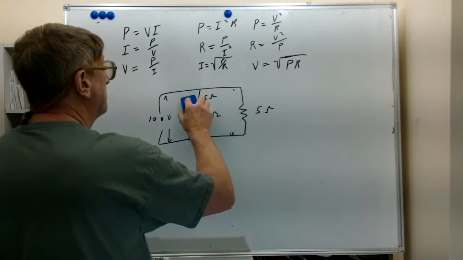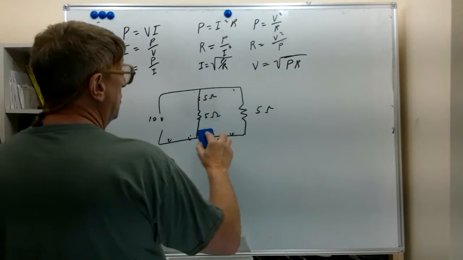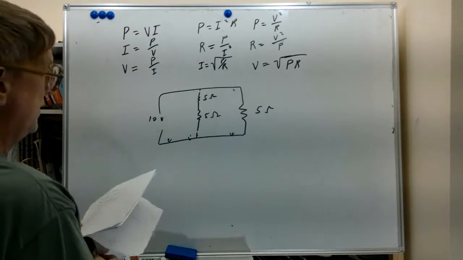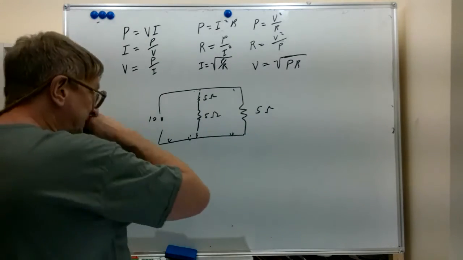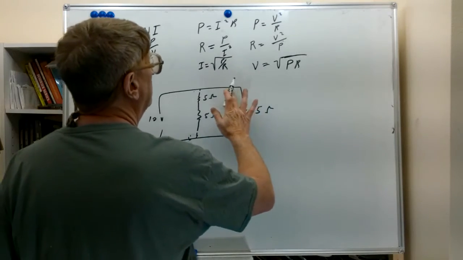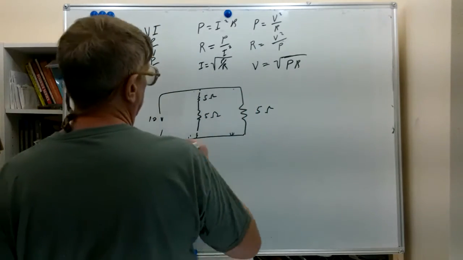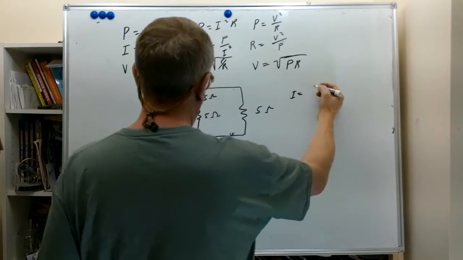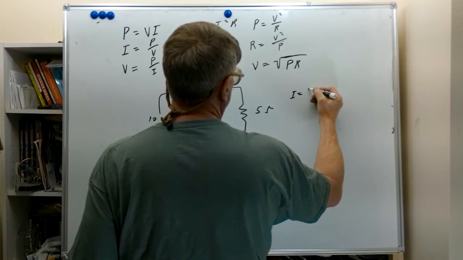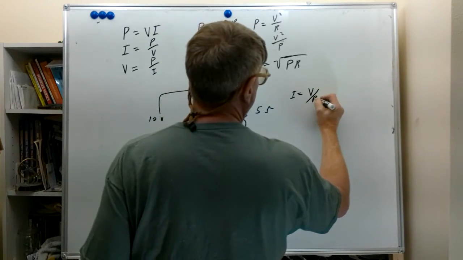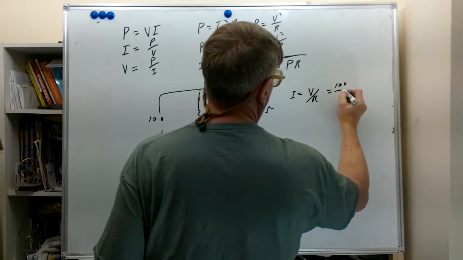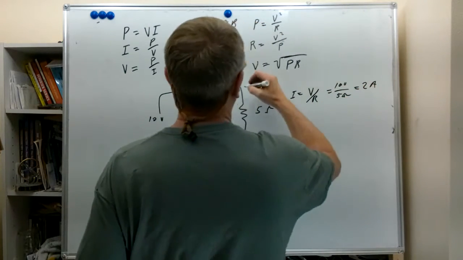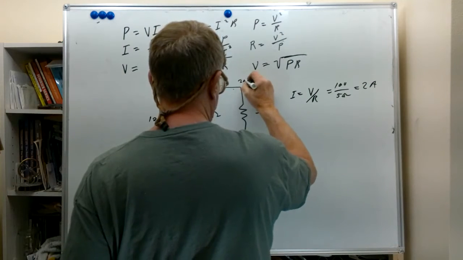We can simply disconnect this particular branch, and we can analyze this particular section on its own. So we have current equals voltage divided by resistance. We have 10 volts and 5 ohms. So we end up with 2 amps. So we get 2 amps flowing here in this branch.